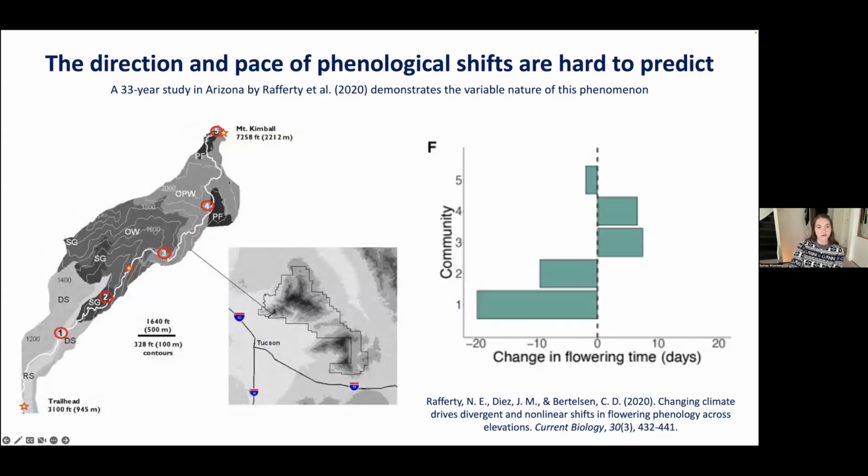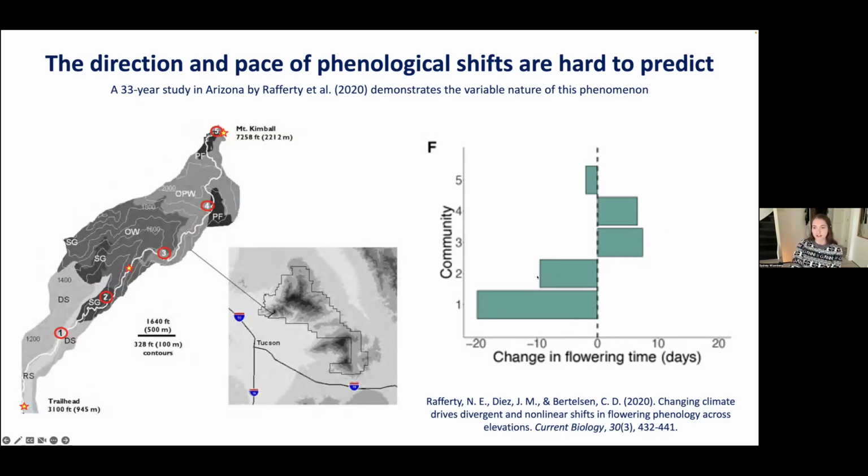Now, when they grouped all 5 of these sites together, so this was actually an altitude gradient along the mountain, they saw that there was no real phenological shift. But when they broke down the habitat patches based off of altitude, what they found is that the change in flowering time varied both in the direction and pace of change across habitat patches. So at the lowest habitat patch, which is site 1 down here, so the very bottom of the mountain, it did get warmer across 33 years, and flowering actually advanced. The plants started flowering on average 20 days earlier when we look at the differences between the first and last year of the study.